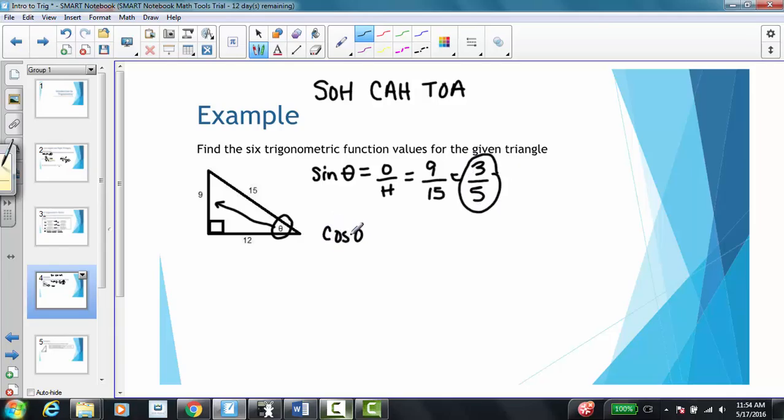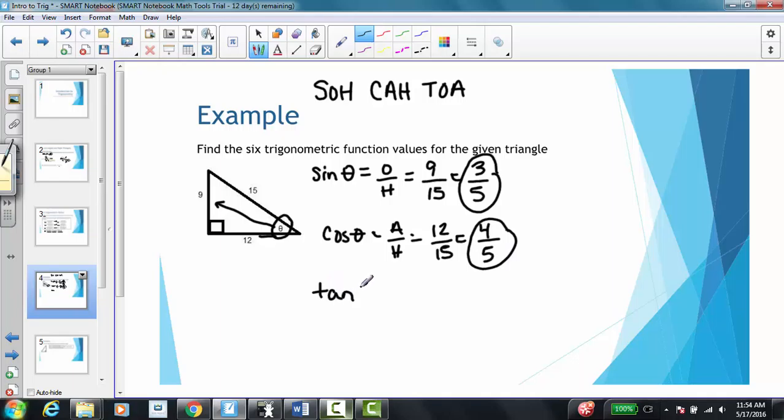Now we need to find cosine theta. And we said that cosine theta is adjacent over hypotenuse. So my adjacent side is 12 over my hypotenuse, 15. This is going to reduce down to 4/5, so cosine theta is 4/5.